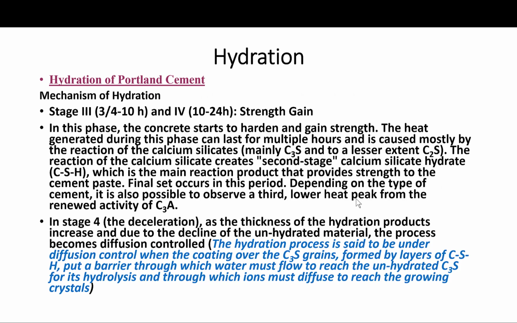Okay, in stage 4, we call it the slowdown period. As the thickness of the hydration products increases and due to the decline of the unhydrated material, the process becomes diffusion controlled. The hydration process is said to be diffusion controlled when the coating covers the C3S grain, formed by layers of calcium silicate hydrate, which put a barrier through which the water must flow to reach the unhydrated C3S for its hydrolysis, and through which ions must diffuse to reach the growing crystals. I talked about this, if you remember, during the hydration of C3S.